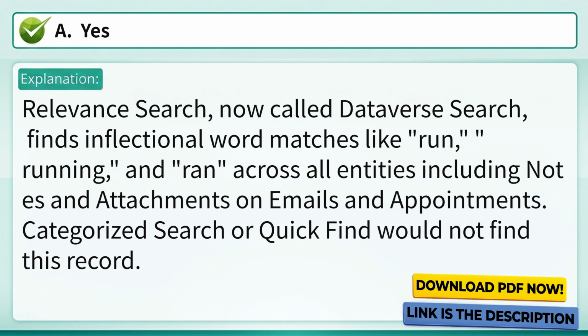Yes. Explanation. Relevance search, now called Dataverse search, finds inflectional word matches like run, running, and ran across all entities, including notes and attachments on emails and appointments. Categorized search or quick find would not find this record.